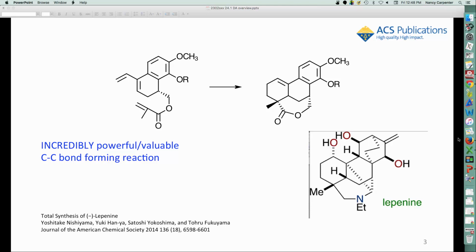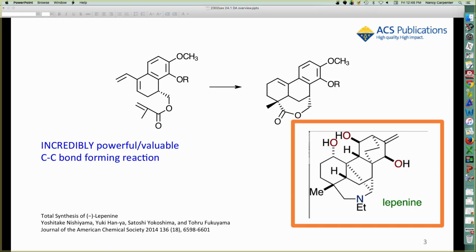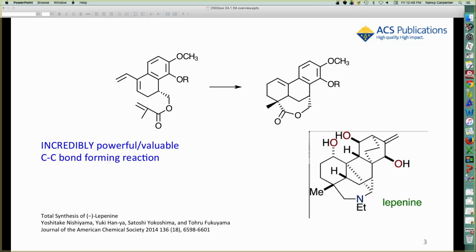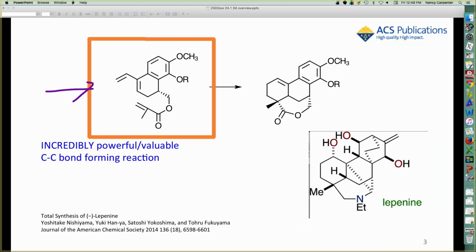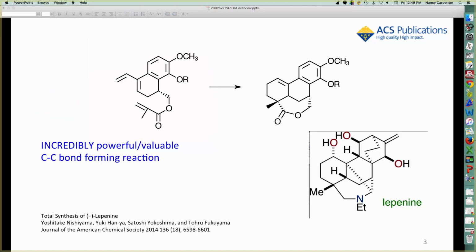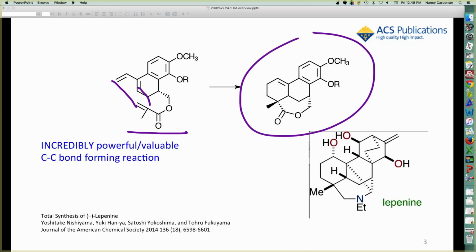Alright, how special is it? It's unbelievably special. It's super powerful. We are trying to make this pretty dang complex molecule down here, lepinine, and we are making it from this starting material, which of course was made from a multi-step synthesis to get this far. But look at what the Diels-Alder does. The Diels-Alder takes this somewhat more simple starting material and ties together those bonds to make that product, all in one swell foop.